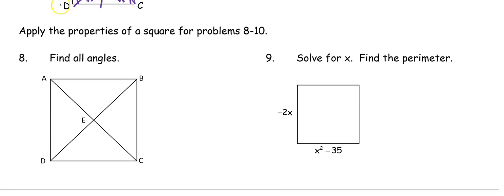So in number 8, find all the angles. So nothing's labeled, but remember that our diagonals are perpendicular, so we get 90-degree angles in the center. Remember that all of the diagonals are bisecting the angles in the corner, and since they're all 90 degrees and are bisected, all of these angles are going to be 45 degrees.